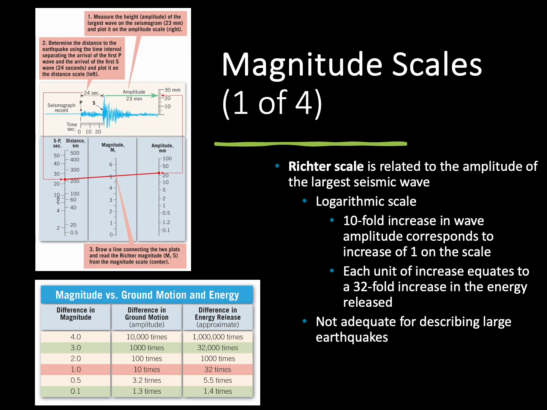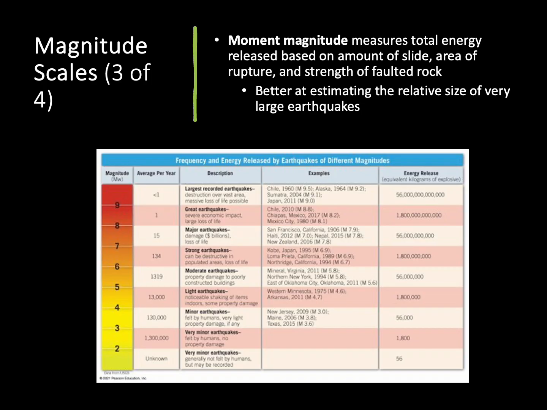But the issue here with the Richter scale is that it's good for small and medium-sized earthquakes, but it's not good at describing really large and really destructive earthquakes. So as long as we're talking up to maybe a magnitude 7.5, our most common earthquakes, we can use the Richter scale for that. But if it's a really large, incredibly destructive earthquake, we're going to use a different magnitude scale. And this magnitude scale is called the moment magnitude.